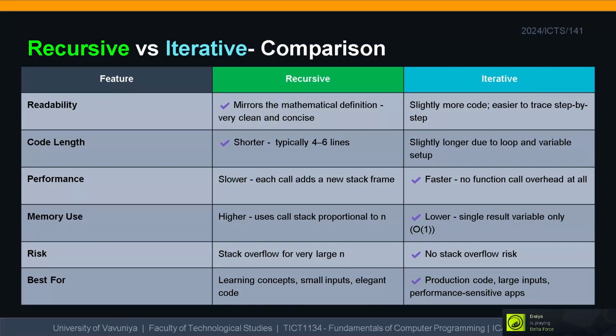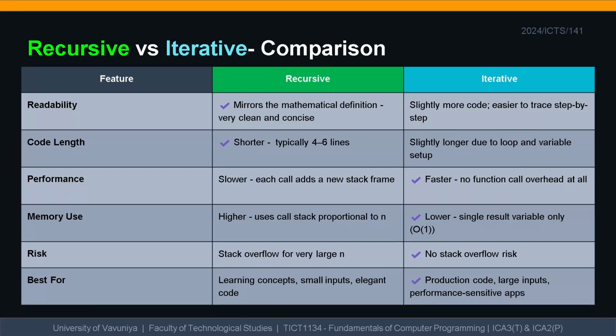Now let's compare the recursive and iterative approaches. The recursive approach is more readable and closely follows the mathematical definition, making it easier to understand, and it also requires fewer lines of code. However, recursion is slower because of function call overhead, and it uses more memory due to the call stack.